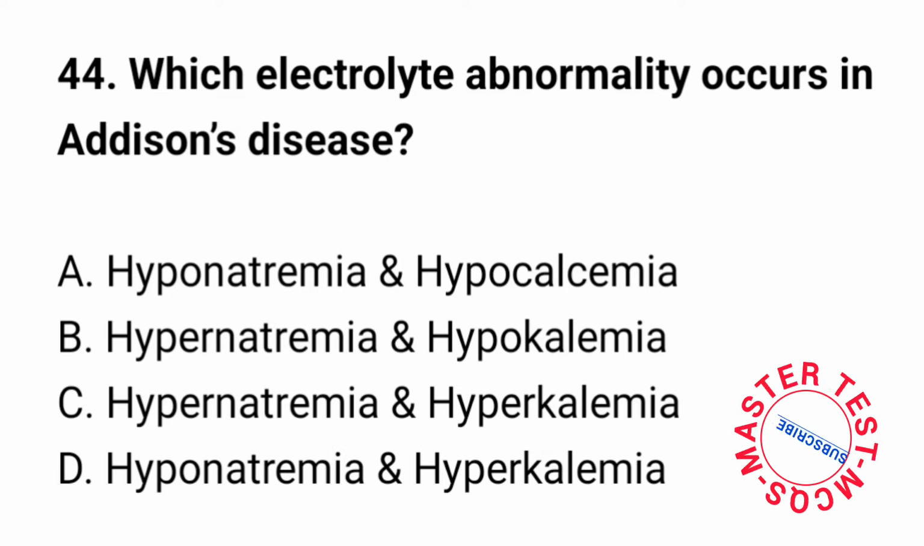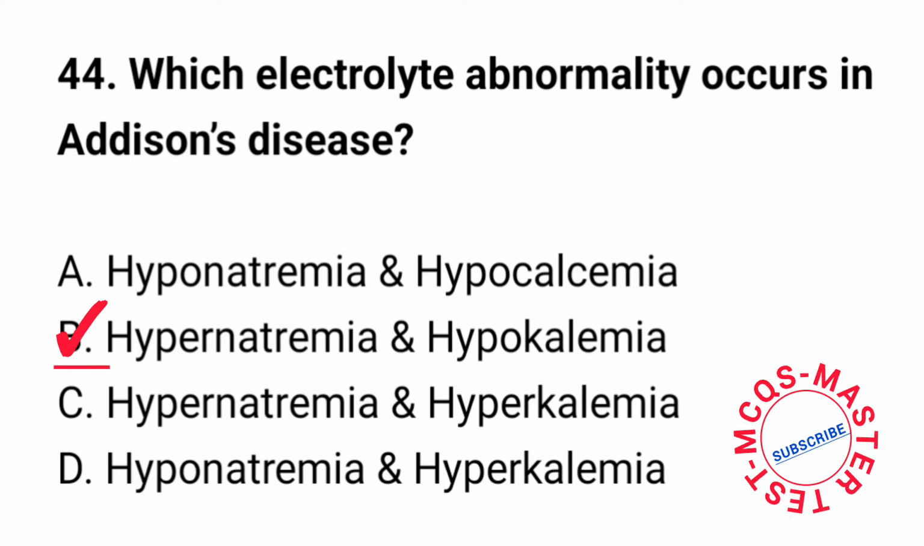Question number 44. Which electrolyte abnormality occurs in Addison's disease? The right answer is B. Hyponatremia and hyperkalemia.